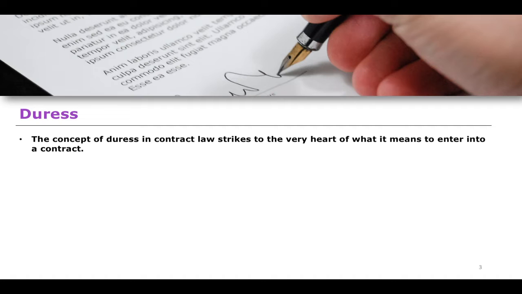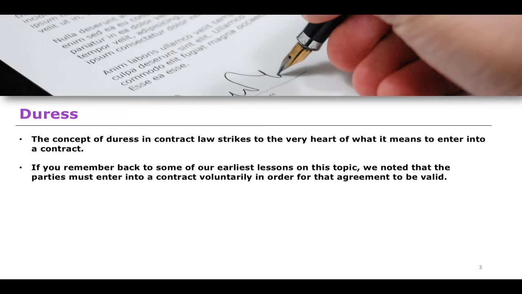The concept of duress in contract law, so not duress as a defense in criminal law, for example, although there are similarities between the two, but don't forget, these are two different subjects. But fundamentally, the concept of duress within contract law strikes at the very heart of what it means to enter into a contract in the first place. Remember, if we go all the way back to our very early lessons on the law of contracts, we noted that one of the key and major elements of a contract is this idea that in order for an agreement to be valid, the parties to that agreement ought to enter into that agreement voluntarily.